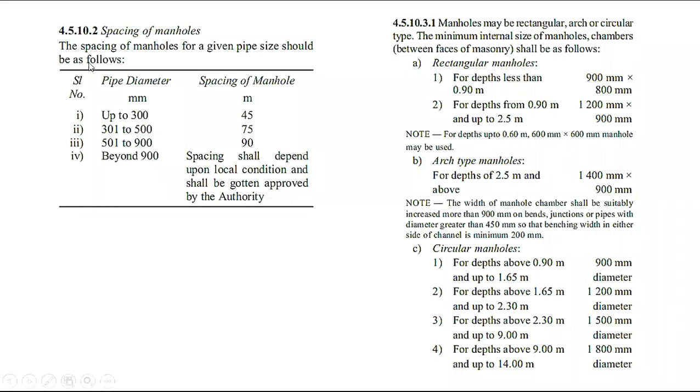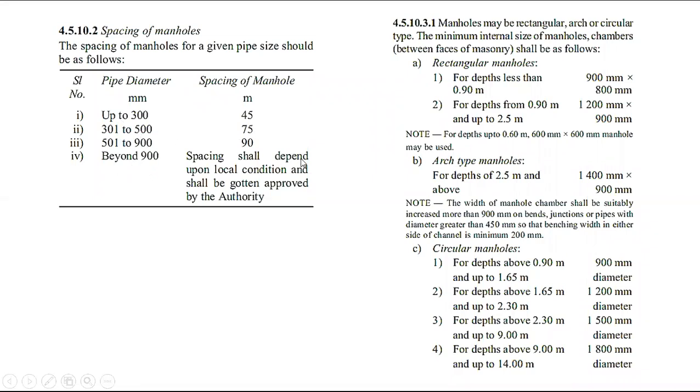This standard is given based on the pipe size. You can use it for large projects up to 300 mm. Spacing of manhole they recommend is 45 meter up to 300 mm, whether you use 100, 200 or 250 pipe size. For drain pipes you can maintain 45 meter between the manholes. For 301 to 500, 75 meter you can use. For 501 to 900, 90 meter you can use. These come for public projects, like Chennai Metro or something in streets, where you can maintain this kind of pipe size.